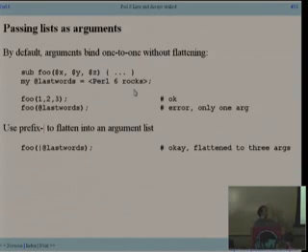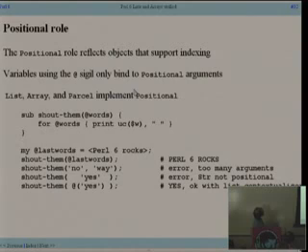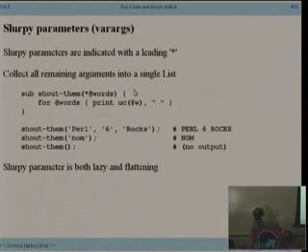No, because the .lol would still be a single list containing 3 things. Dot flat would give you a single list, right? Interpolating into an argument list is the prefix thing. That's the thing to do it. The positional role, I'm going to skip positional role.